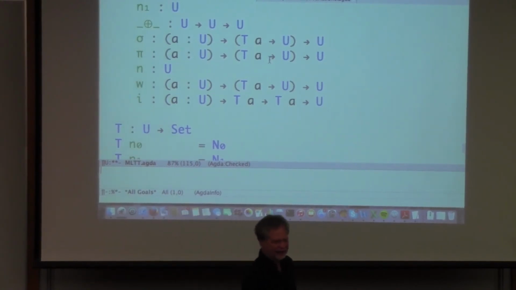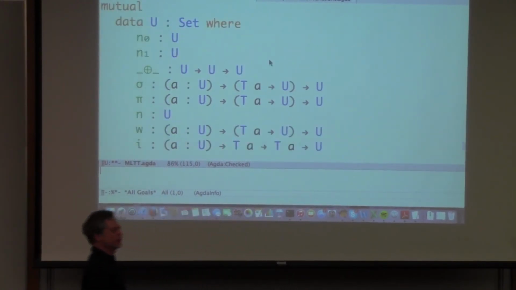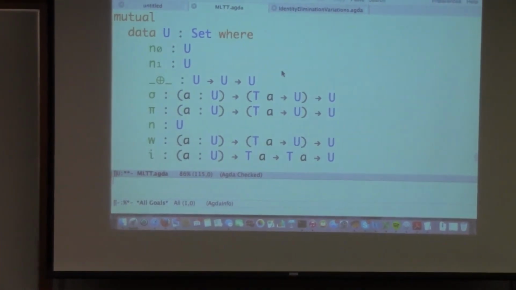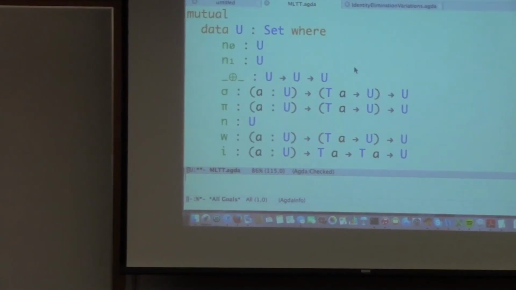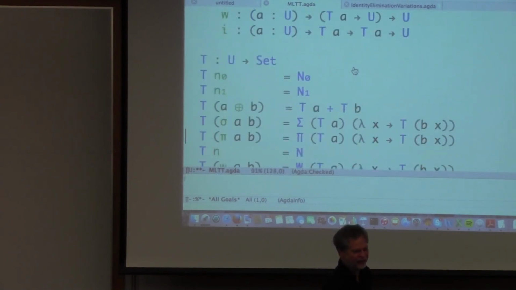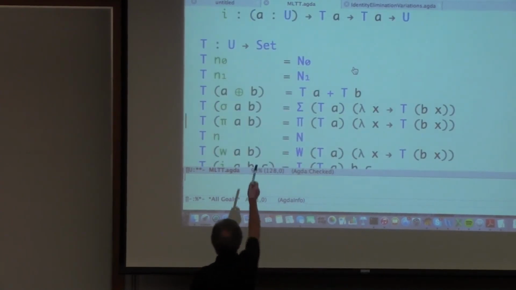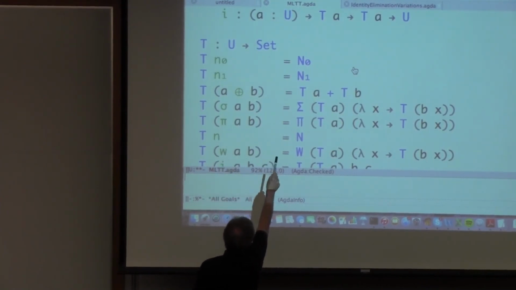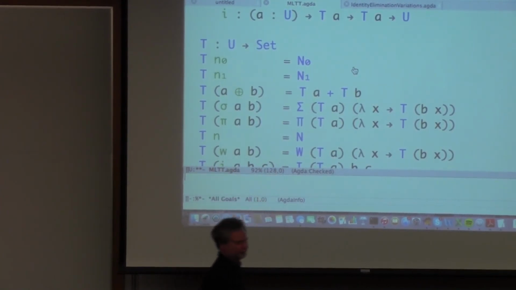So here in this Agda code, I have used small letters for the constructors of the universe. N0 is the code for the empty type. N1 is the code for the one element type. The circled plus is a code for types built by disjoint union, little sigma for big sigma, little pi for big pi, little n for big N, little w for big W, and little i for big I. And then you see how they are decoded here, saying exactly what I said before, that little n naught is decoded as big N naught.